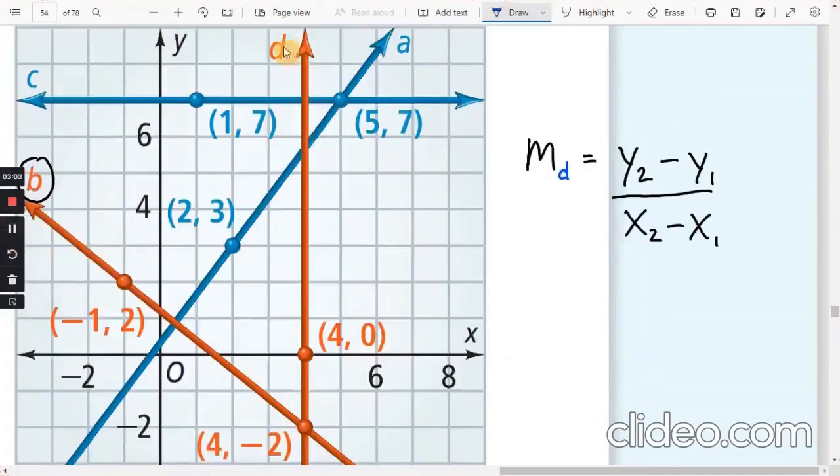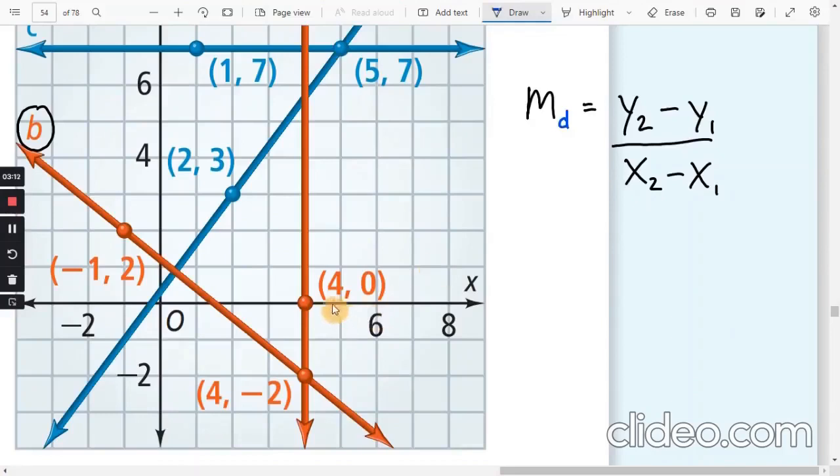Okay, please pause and see if you can find the slope of line D. That's this red line right here, and the 2 points on that line, there's one right here, (4, 0), and there's one right here, (4, -2). So use those 2 points and see if you can find the slope of D, please.